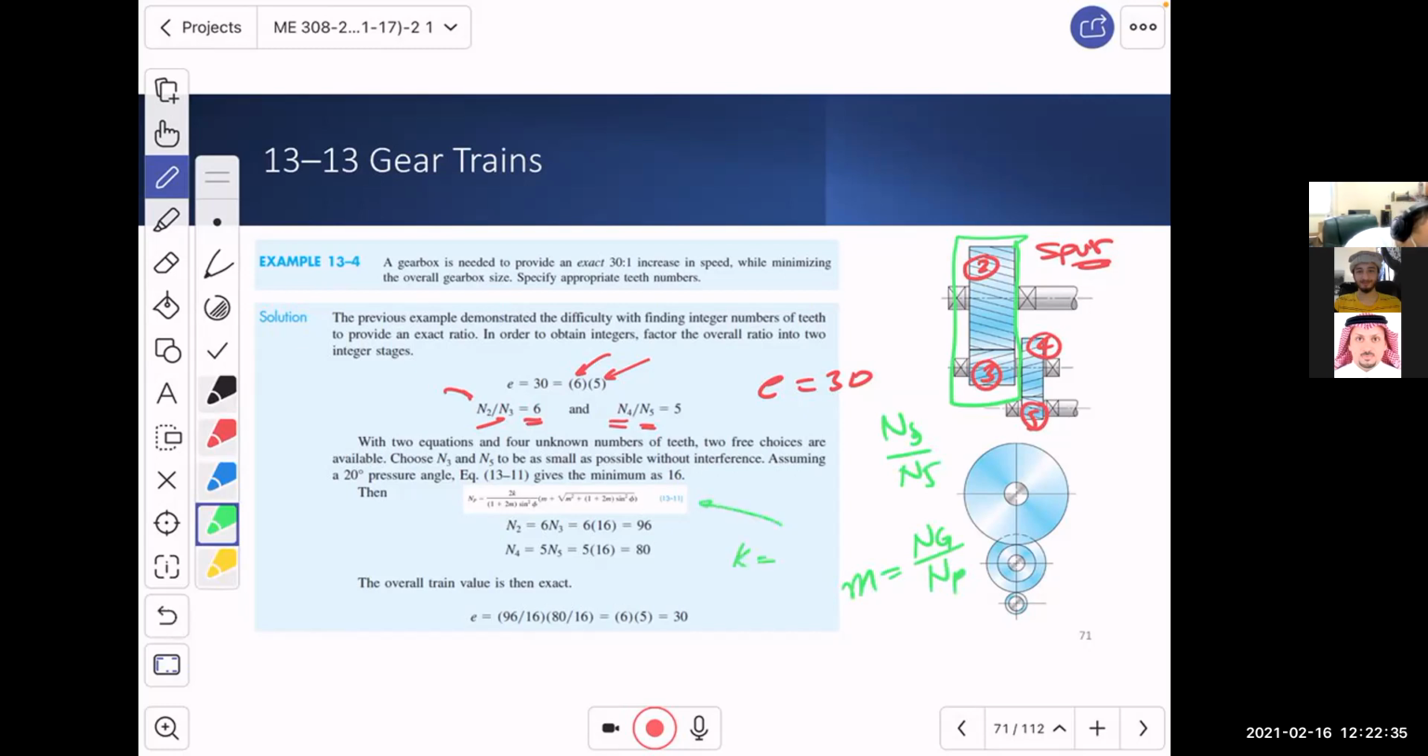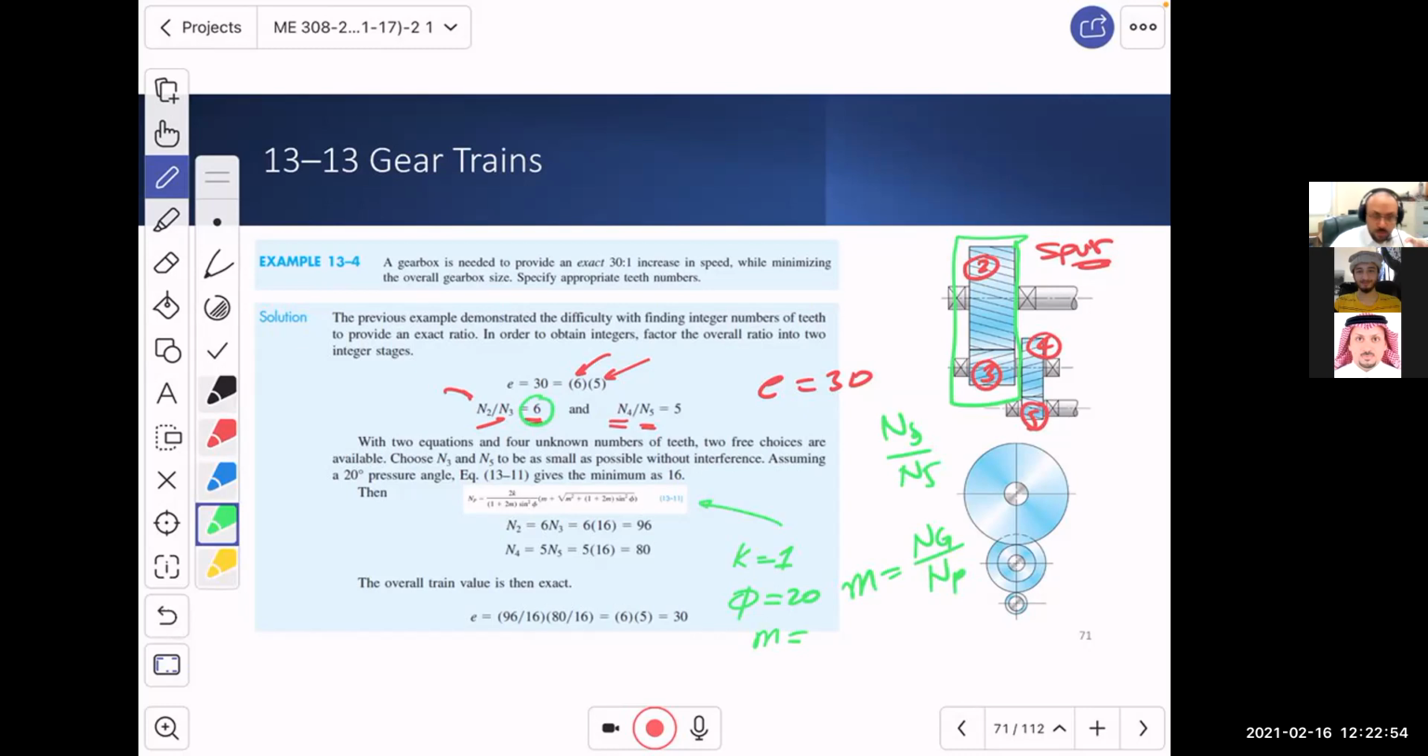I don't know K, I will assume it to be full. And I will assume a standard pressure angle of 20. Okay, and M, I already know it. It is 1/6. Good.